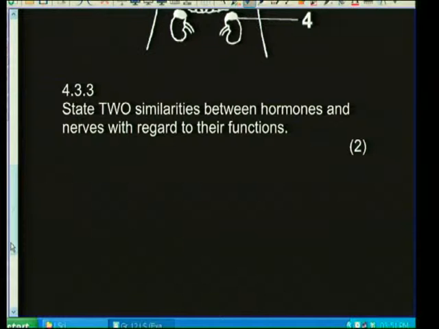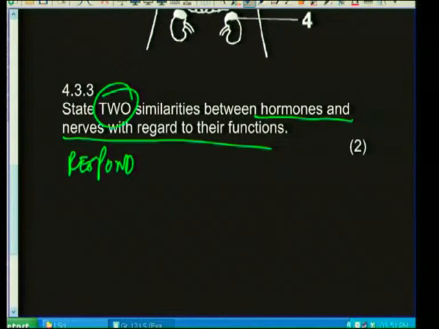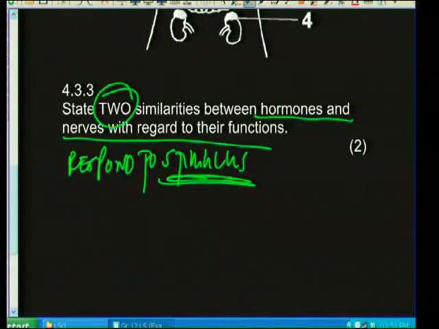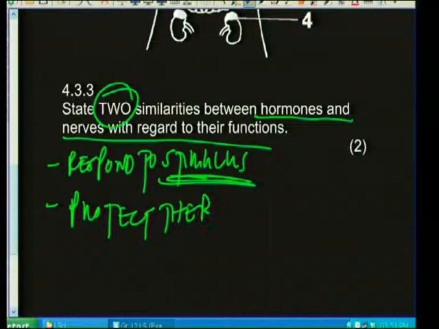State 2 similarities between hormones and nerves with regards their functions. Okay, first of all, both hormones and nerves respond to stimulus. Both of them respond to a stimulus. Some stimulus takes place and they respond to that. And 2, they both protect the body. Remember, they ask for functional similarities.